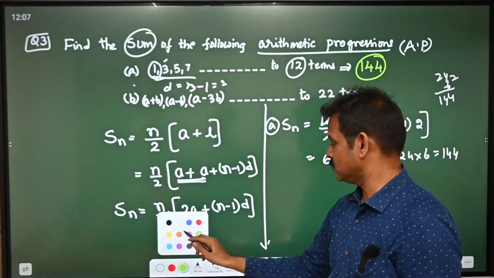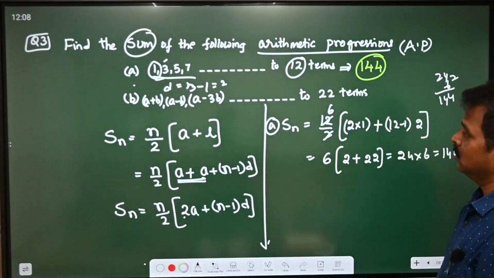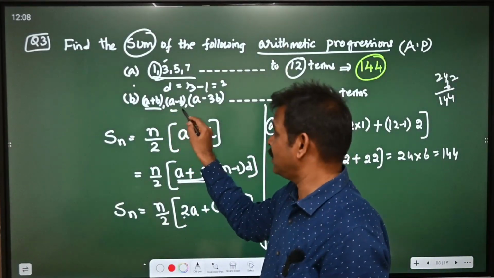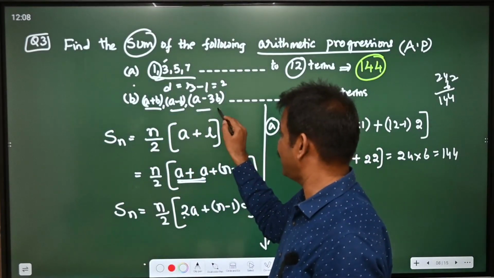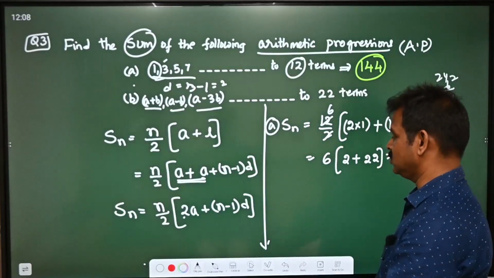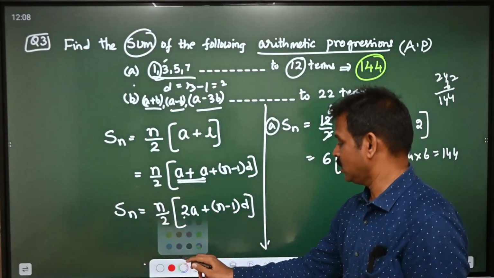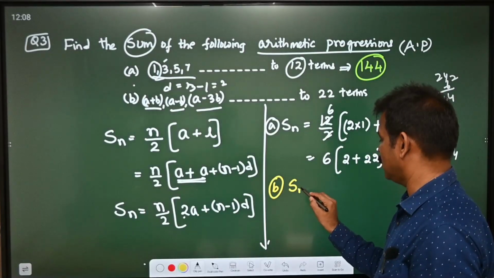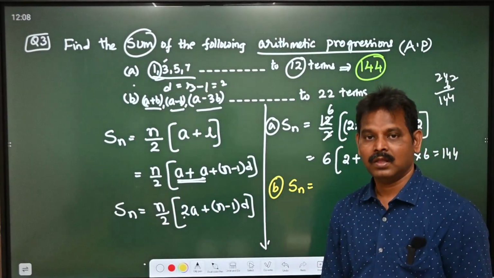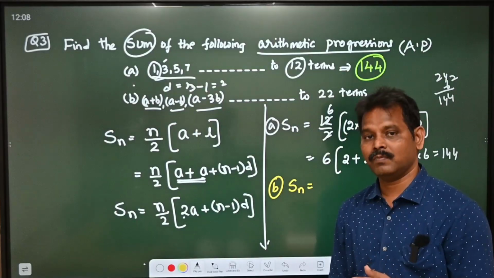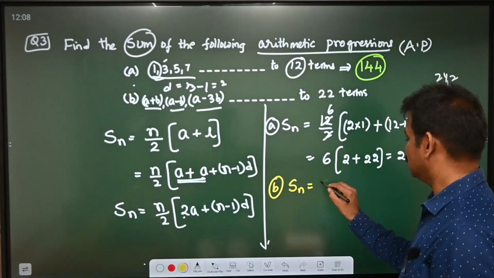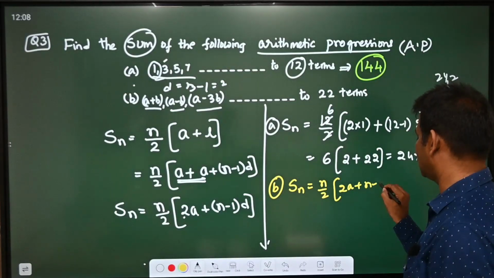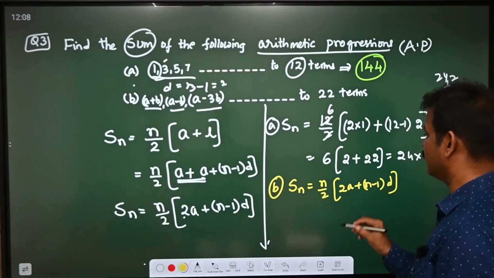Similarly, the second problem, students: the first term is a plus b, the second term is a minus b, the third term is a minus 3b. To solve this one, I am going to take the same formula, the sum of n terms in AP, which is given by n by 2 into 2a plus n minus 1 into d.